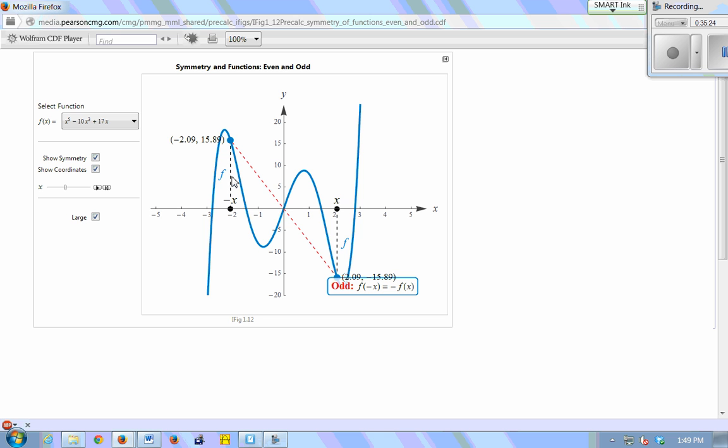Why do we call it odd? I don't know. I do know. I'm not going to tell you right now. It's not that hard. I'll explain it after.